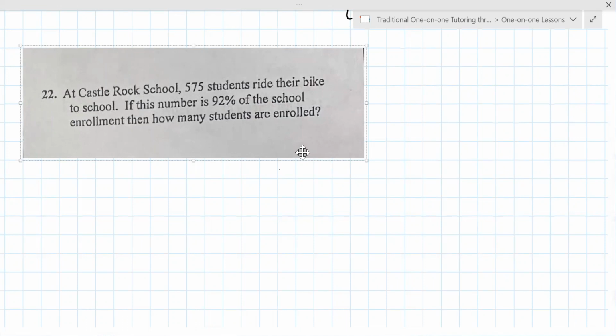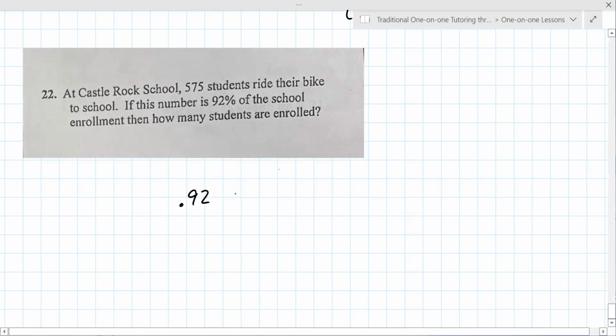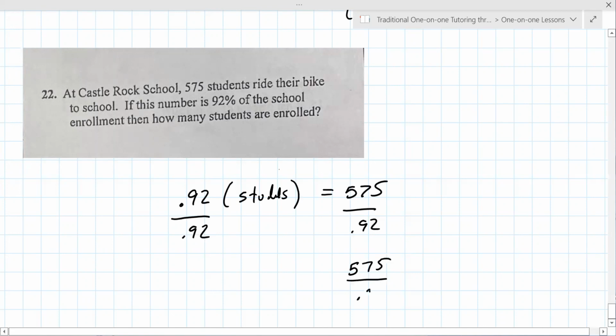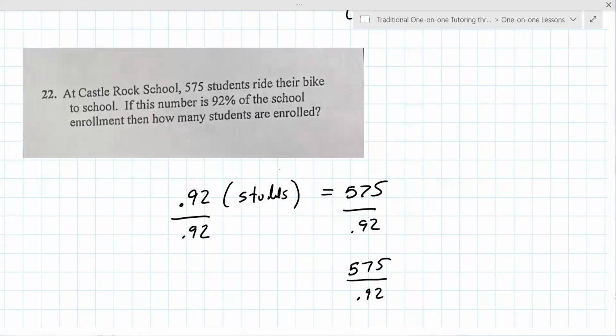It says at Castle Rock school, 575 students ride their bike to school. If this number is 92% of the total enrollment, how many students are enrolled? So again, what they're saying is 0.92 of the students equals 575. So what you have to do is go backwards. You have to divide both sides by 0.92. So you're going to do 575 over 0.92. So these are division problems. They're a little bit backwards.